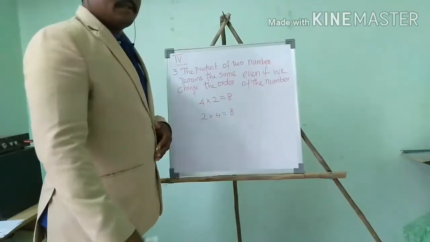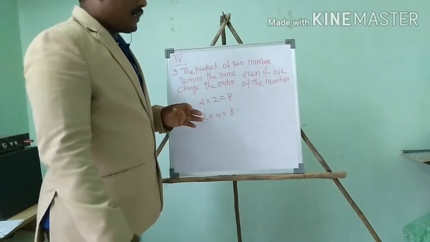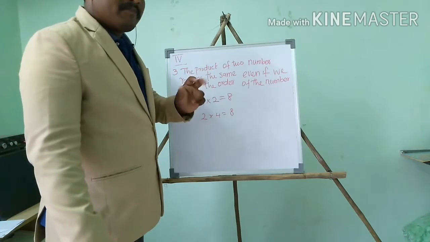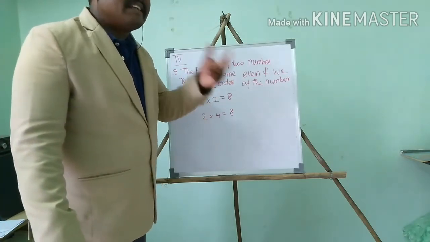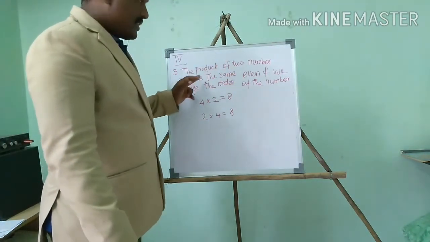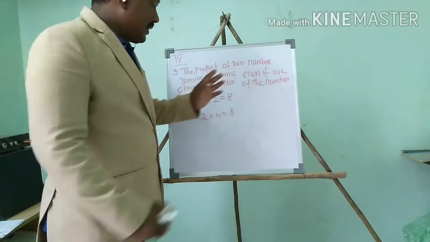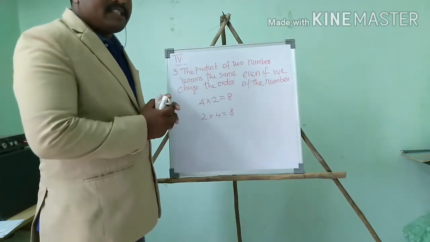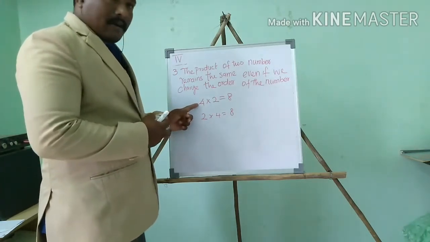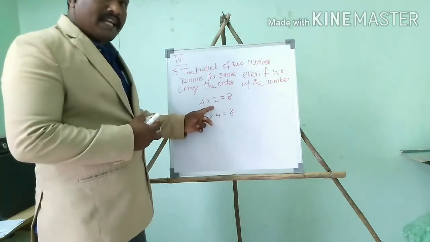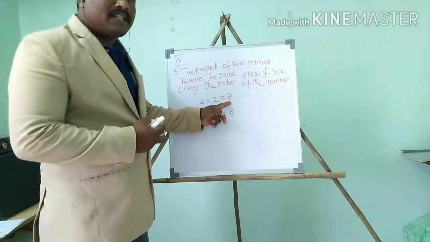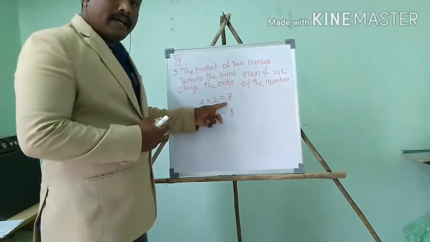Okay, students. Let me see the third property. The product of two numbers. What does product mean? When we multiply two numbers, we get a result. That result we call the product. The product of two numbers remains the same even if we change the order of the numbers. So here are the numbers 4 and 2. If you multiply, what product do you get? 8 is the product of the two numbers, because 4 2s are 8.